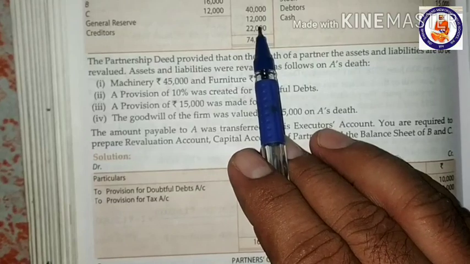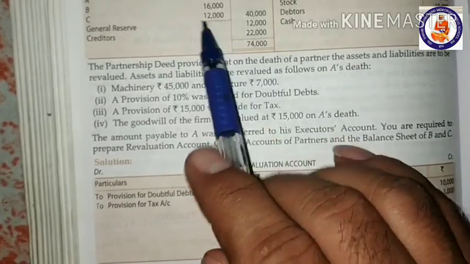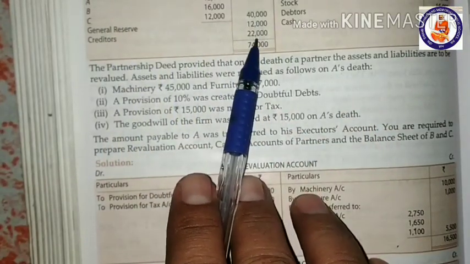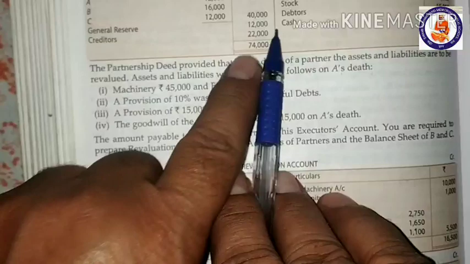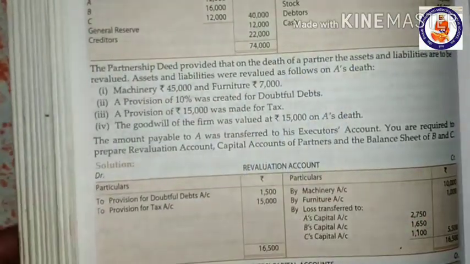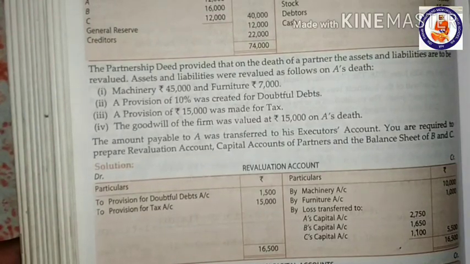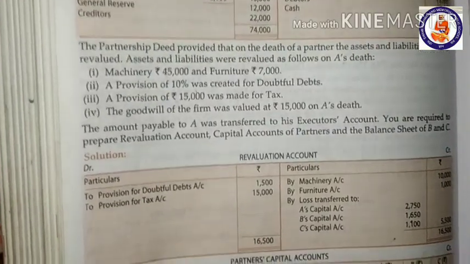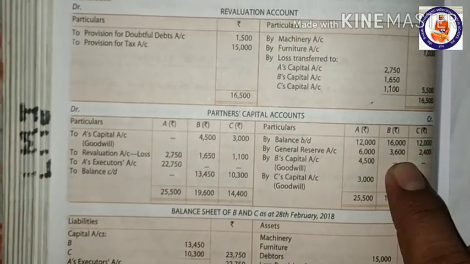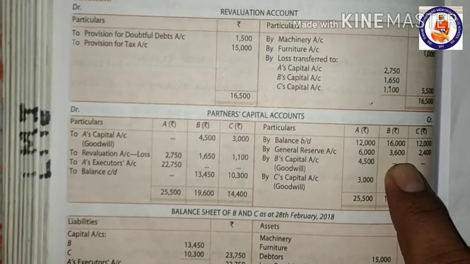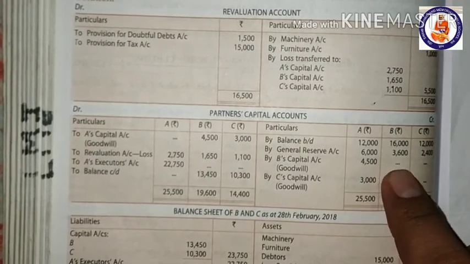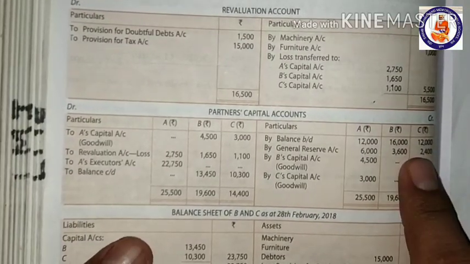This will be distributed in their old profit sharing ratio, 5:3:2. So when we divide 12,000 by 10, it is 1,200, and 1,200 into 5 is 6,000. 6,000 will go to A, and 3,600 will go to B, and 2,400 will go to partner C's capital account.